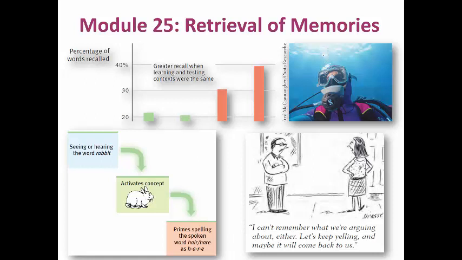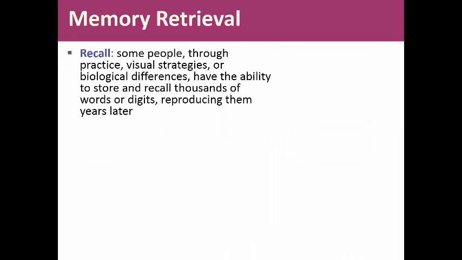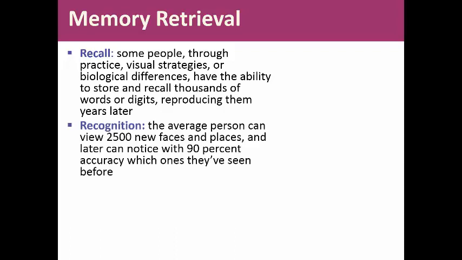So this is module 25, where we'll be talking about retrieval of memories, which is also a little bit of a shorter one. I have to tell you I have a lot of problem with this these days. So recall is defined as some people through practice, visual strategies, or biological differences have the ability to store and recall thousands of words or digits, reproducing them years later. I mean, we all have some degree of recall. I have to tell you that as I age, my recall seems to be poor. I think part of it is because I don't practice as much anymore.